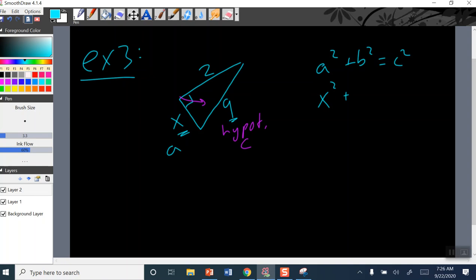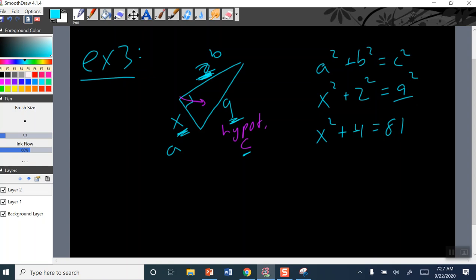So x squared plus, oh, I'm sorry, I meant to underline 2. I could choose x or 2 as my a term. But since I chose x as my a term, I'll choose 2 as my b term. And then, of course, 9 is our c term, so 9 squared. Now from here, we know x squared can't really change, but what is 2 squared? What is 2 times 2? And that'll be 4. And here we know 9 squared from our previous problem is 81.